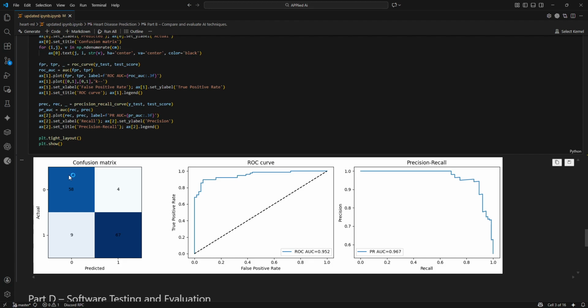The ROC curve demonstrates how well the model separates high-risk patients from low-risk patients. A curve that remains close to the top left corner indicates strong discrimination. The precision recall curve further confirms that the model maintains a good balance between detecting heart disease cases and avoiding false alarms. Together, these results show that the random forest model performs well on this dataset.